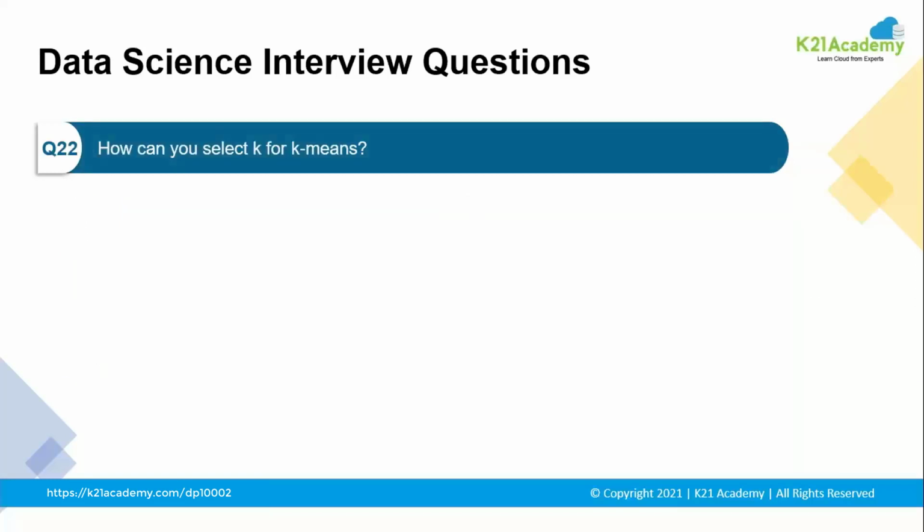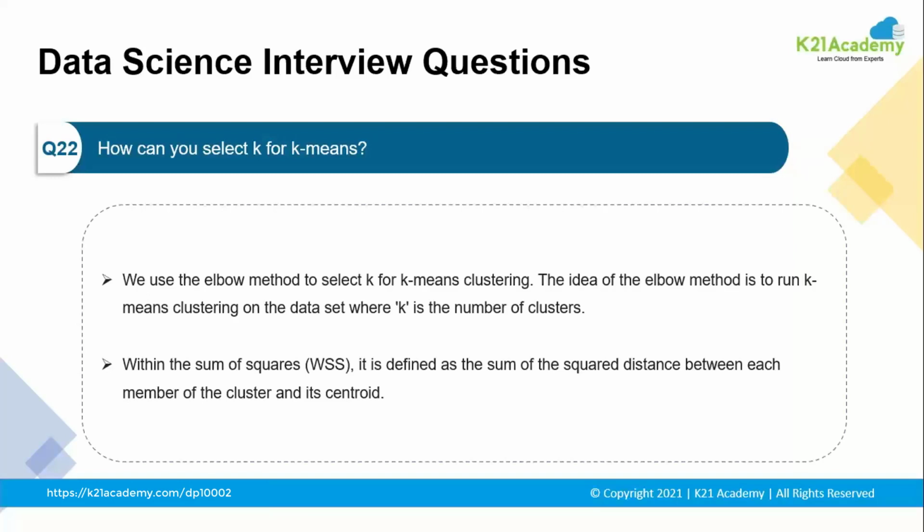So moving on to the next question, how can you select K for K-means? Let's see what gives us the answer here. K is for clustering. Clustering here means the number of clusters you should form. If you put 2, that would be 2 clusters, and if you put 5, that would be 5 clusters. The way you can do this is by using an elbow method.